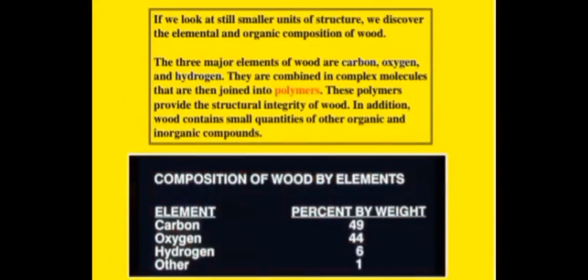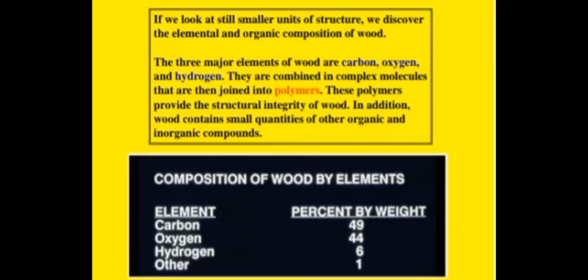If we look at still smaller units of structure, we discover the elemental and organic composition of wood. There are three major elements of wood: carbon, oxygen, and hydrogen. They are combined in complex molecules that are then joined into polymers. These polymers provide the structural integrity of wood. In addition, wood contains small quantities of other organic and inorganic compounds.